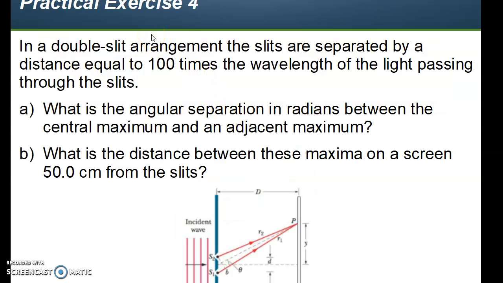Okay, practical exercise number 4. This is problem number 14. And in this here we have that double slit arrangement. We're looking at some point P out here. And the slit separation is 100 times the wavelength of light passing through it. What is the angular separation in radians between the central maximum and an adjacent maximum? And what's the distance between these maxima on a screen? And D over here is 50.0 centimeters.